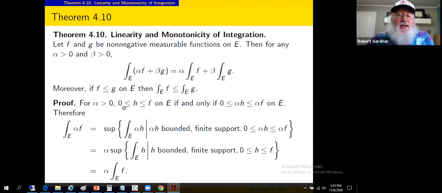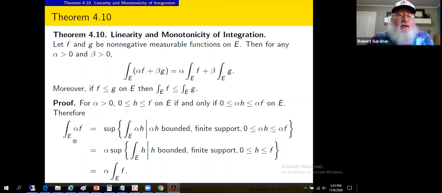we have the relationship 0 is less than or equal to h is less than or equal to f for any functions on set E. This holds if and only if, well, I could multiply throughout by alpha. Since it's positive, that doesn't affect the inequalities. And we get alpha times 0, or 0, is less than or equal to alpha times h is less than or equal to alpha times f. So this inequality holds if and only if this inequality holds.